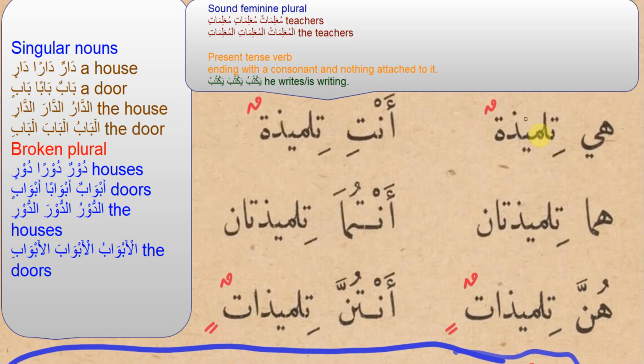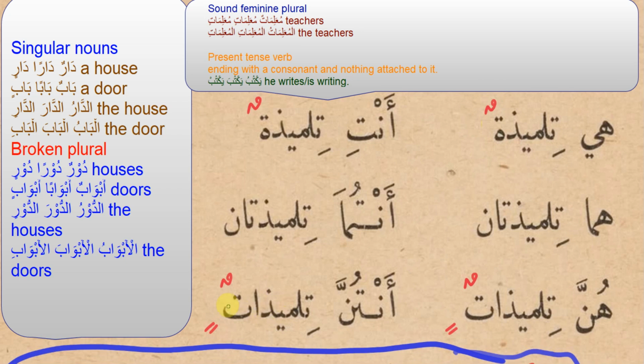Now same thing here with the feminine. Notice this here is a singular noun, on, tilmidatun. This is the feminizing ta, the moving feminizing ta. So tilmidatun, same thing. We'll take the three movements, an, in. Here we have the sound feminine plural, tilmidat, the female pupils.